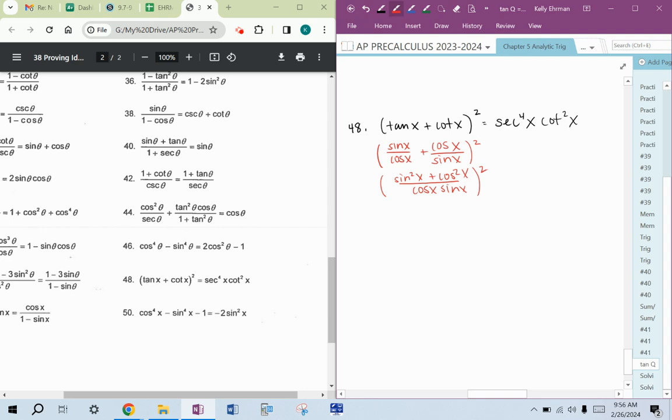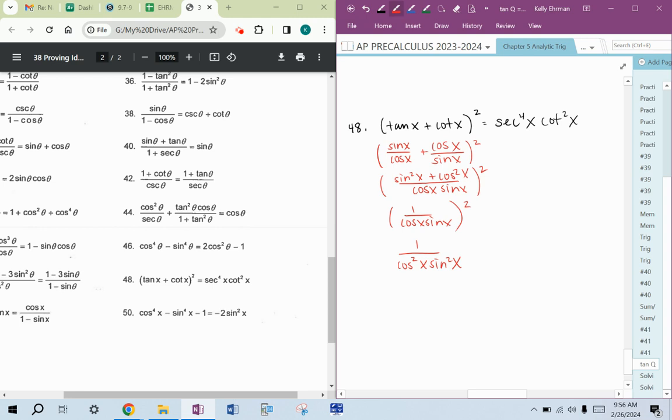All right, now what about this? We've got 1 over cosine x sine x. If I square that, I get 1 over cosine squared x sine squared x. And that gets me kind of stuck because I have secant to the fourth times cotangent squared.